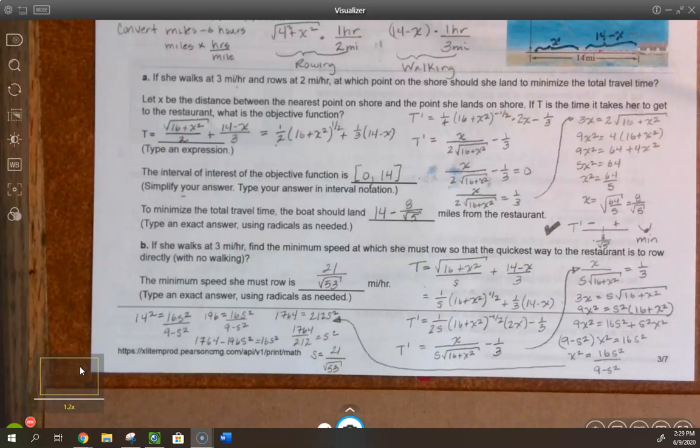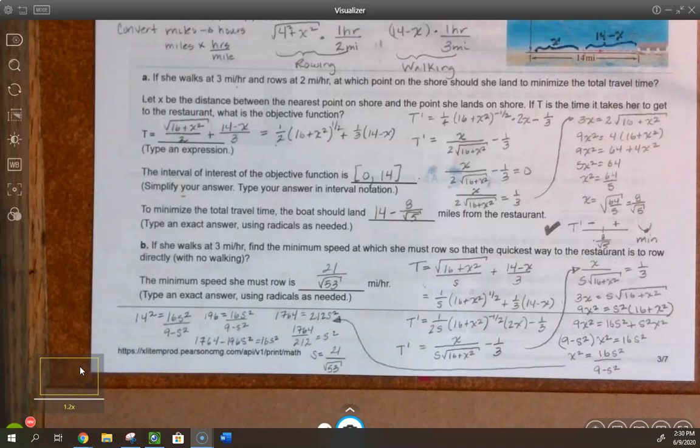But in this case, we don't want the person to walk at all. So in this case, x would equal 14. So I substituted 14 in for x here and then solved for s. And that's what this process is over here. 14 squared equals 16s squared over 9 minus s squared. 196 equals 16s squared over 9 minus s squared. Multiply by 9 minus s squared on both sides and continue to solve, and you get s equals 21 over the square root of 53.